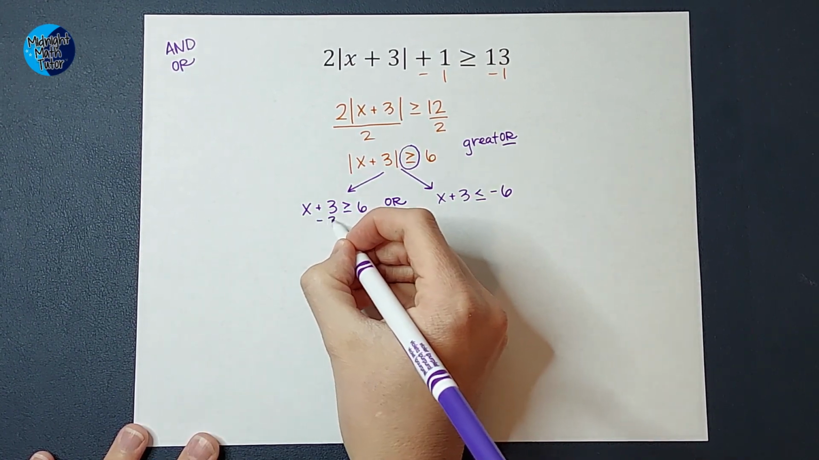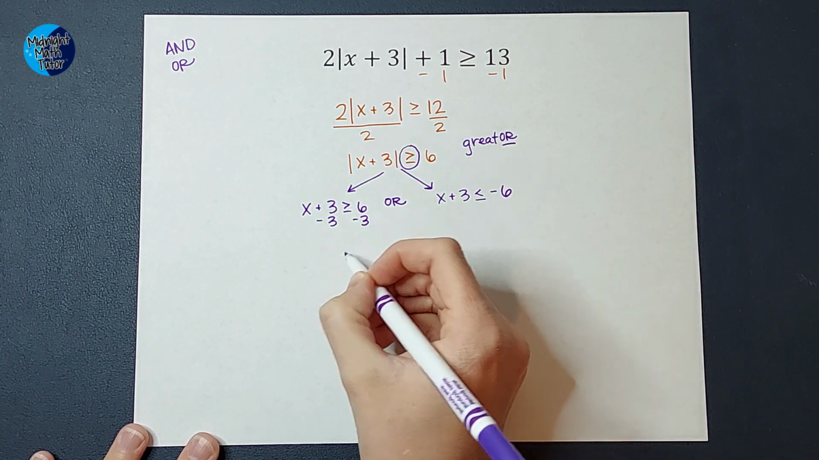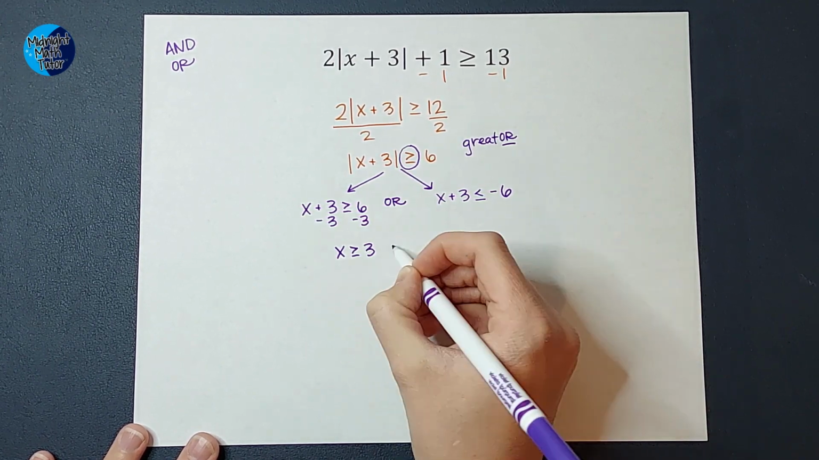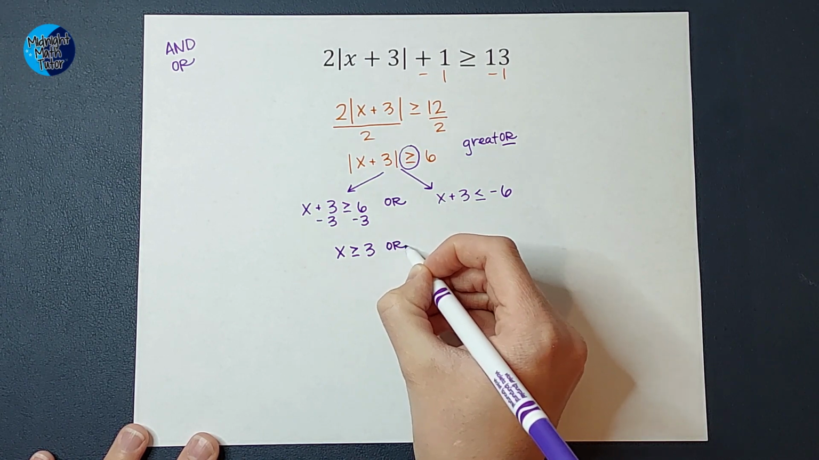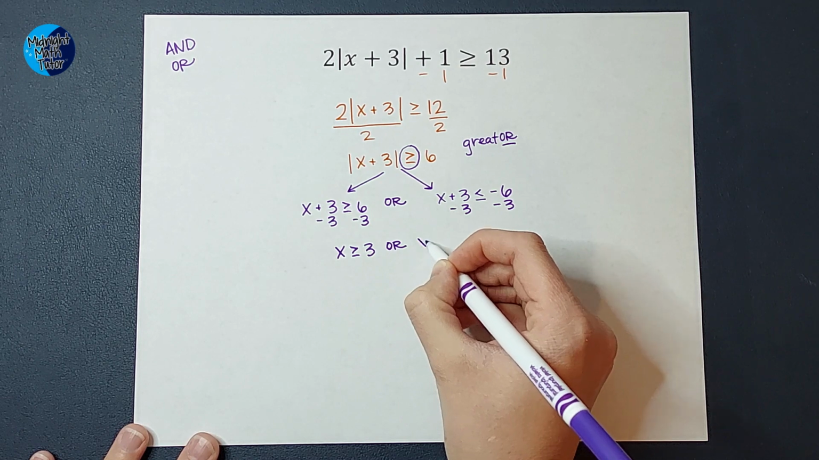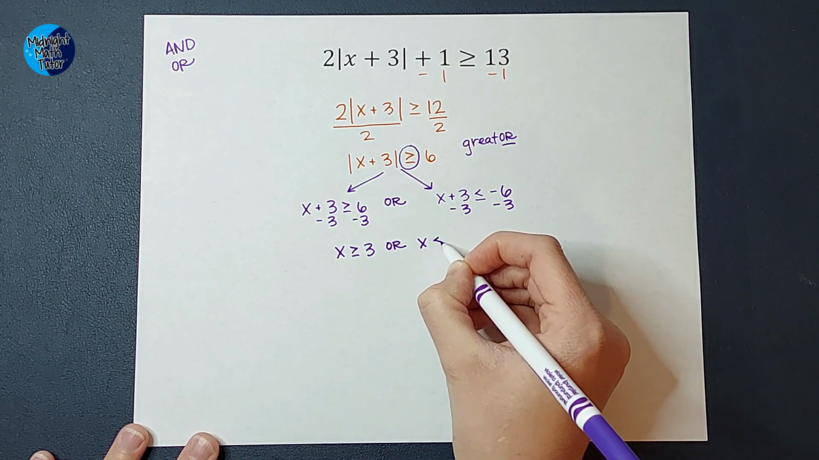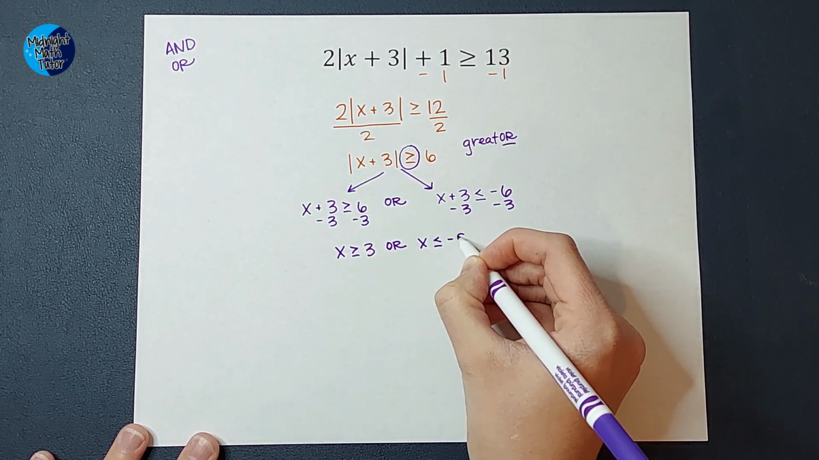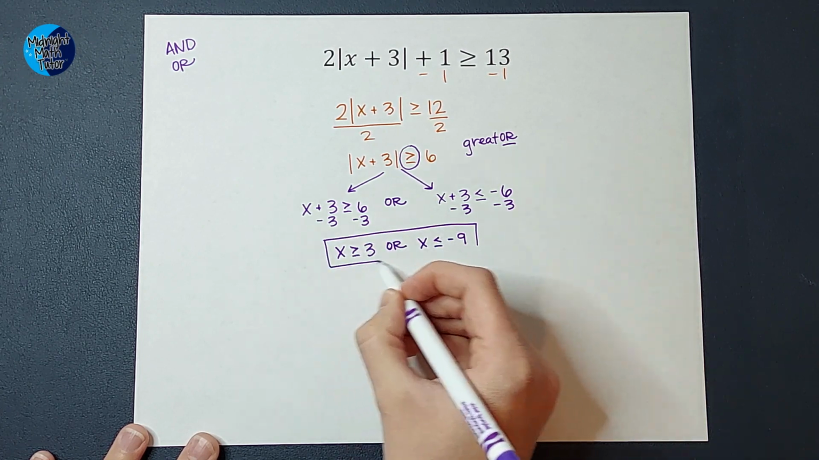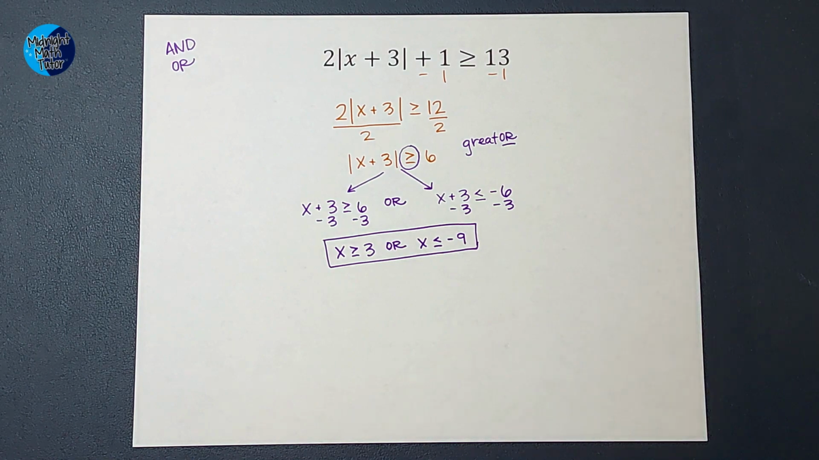So I'm going to subtract 3 and get x is greater than or equal to 3, or I'm going to subtract 3 again from both sides, and I end up with x is less than or equal to -9, okay? And that, my friends, is my answer, okay?